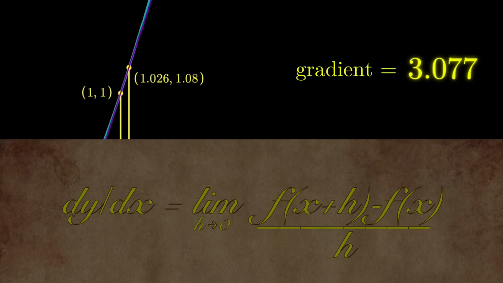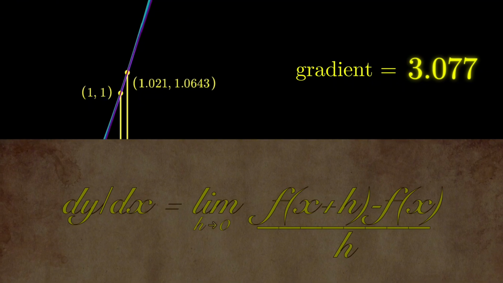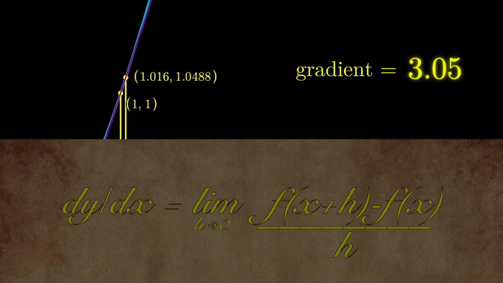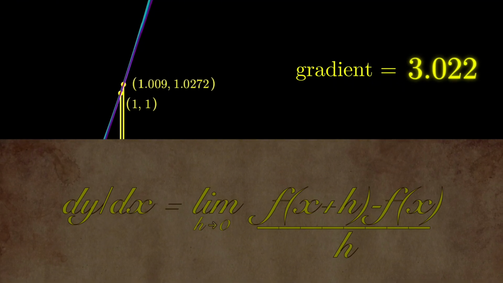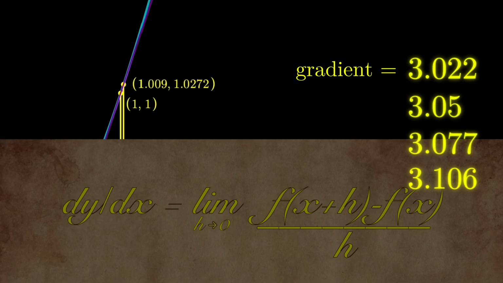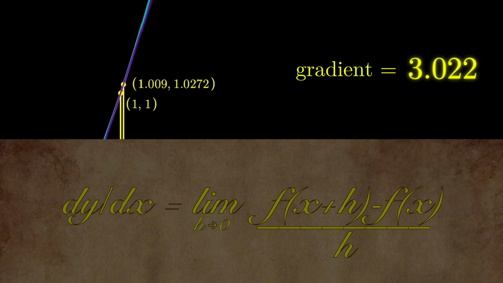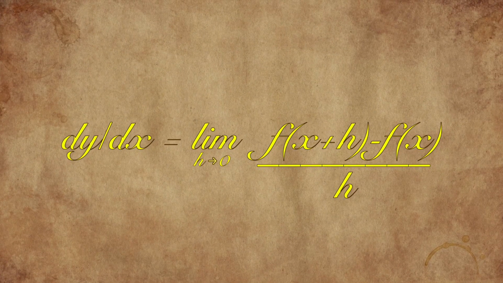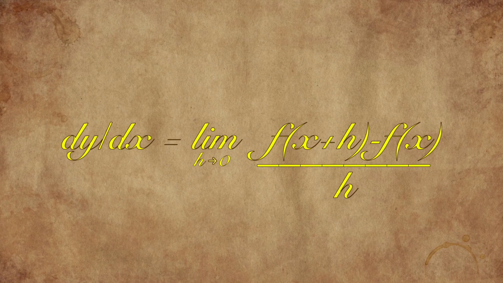So as you can see over here, if we reduce h to 0.016, the gradient is equal to 3.05, and at 0.009 it's equal to 3.022. So you can see it's decreasing and seems to be approaching 3. So the gradient must be 3 at x equals 1. And let's prove this algebraically.